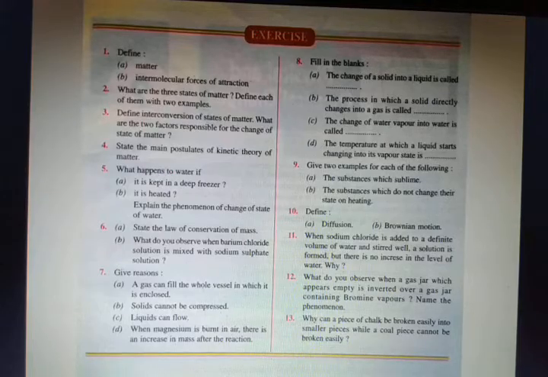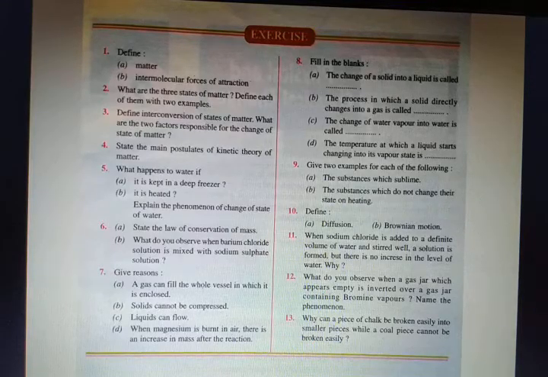The next question, question number 9. Give 2 examples for each of the following. The substances which sublime: naphthalene, camphor. The substances which do not change their state on heating: oxygen, hydrogen, nitrogen.